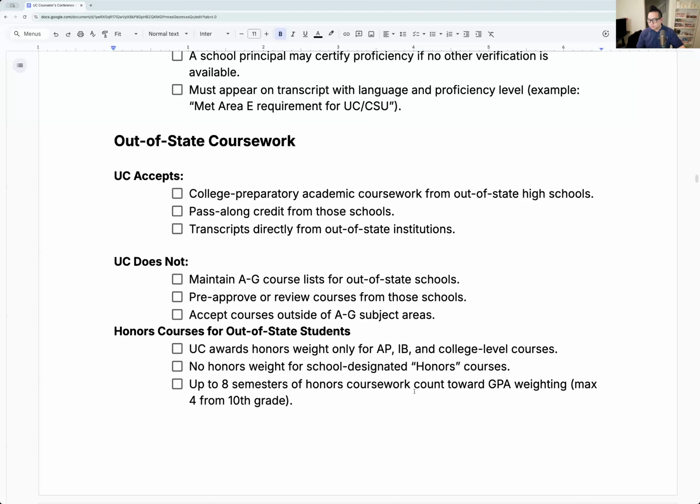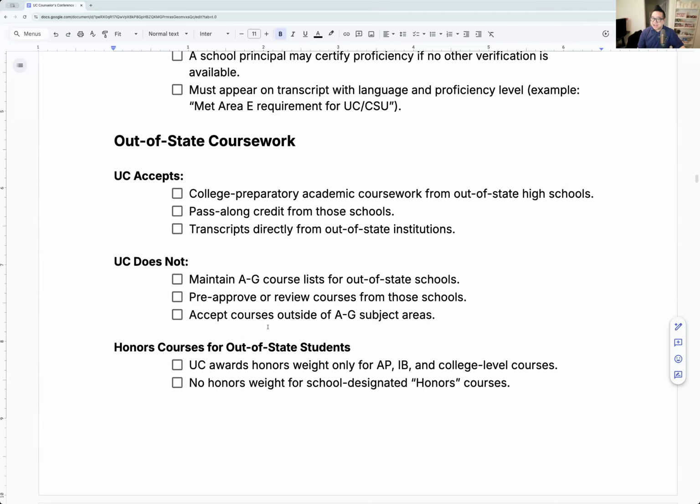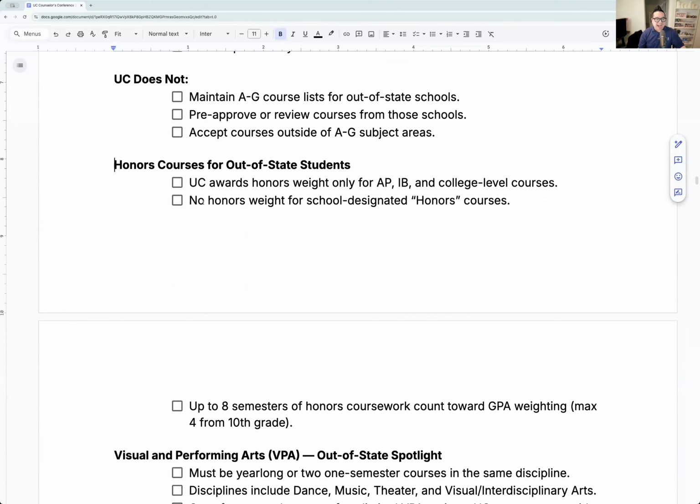The UCs don't look at A through G for the other. There's no list of A through G, so you have to kind of vet it per requirement or per thing that your school does. Your counselor at other schools can help with this, and they will be the one that can help justify the class. For out of state, only AP, IB, college and your honors. If you went to New Jersey and took all honors, your honors means nothing to the UCs, right? So keep that in mind.